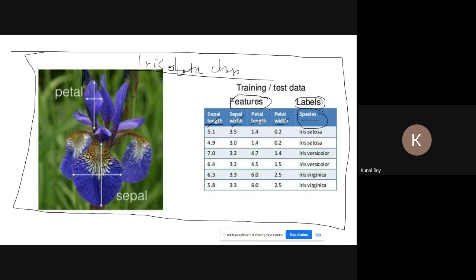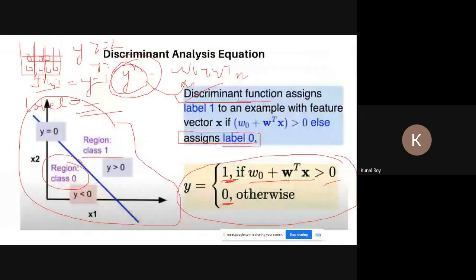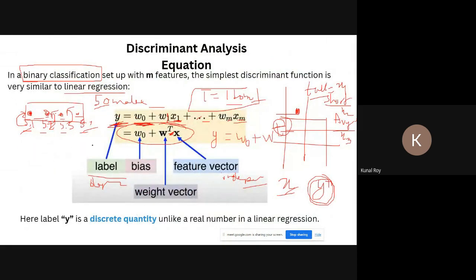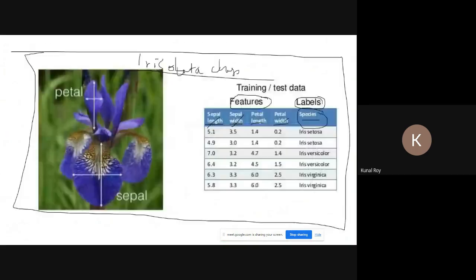I have already explained in the previous slide what labels and features are. This is a label, and these are the features, or the normal independent variables. If we try to implement a linear discriminant analysis using sepal length, sepal width, and petal width, then we can easily separate the classification of what type of plant it is.